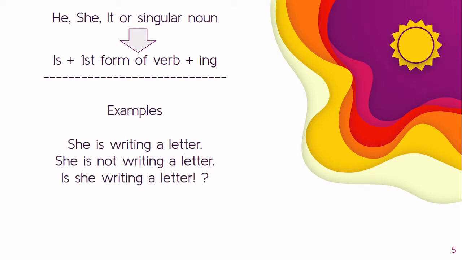To form a negative sentence, we add not after the helping verb. She is not writing a letter. And to form an interrogative sentence, we add the helping verb at the beginning of the sentence. Is she writing a letter?